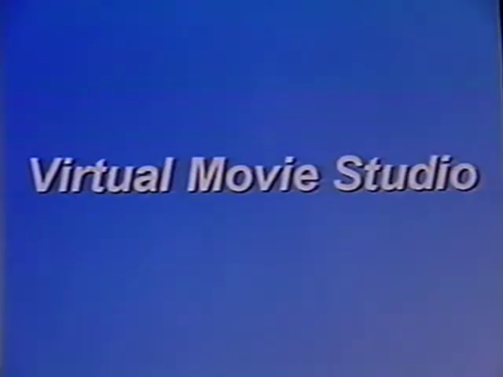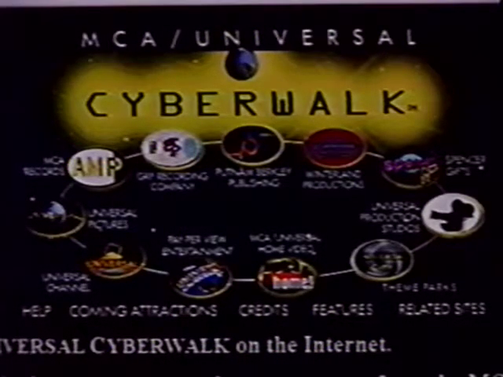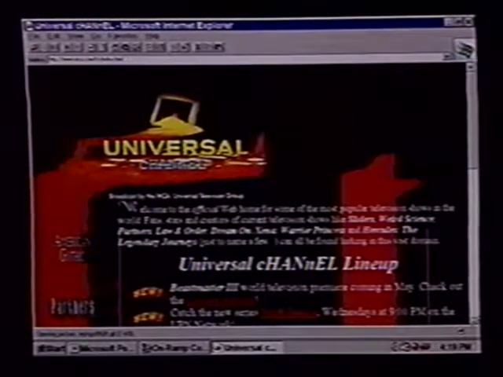Virtual Movie Studio. Take a tour of MCA Universal and check out interactive previews of the latest movie releases. If you love the movies, this site is for you. Use the web address http://www.mca.com to access Universal Studios on the Internet.